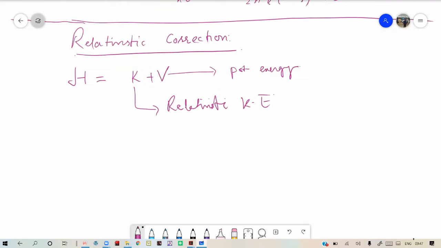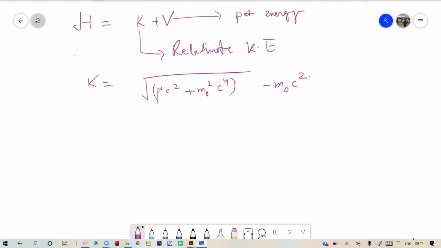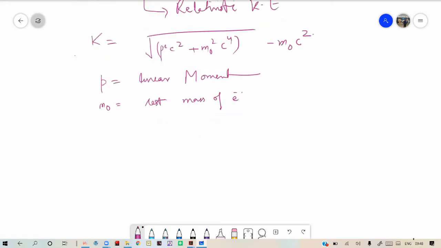Now, K is under root of p square c square plus m0 square c4, minus m0 c square, for a relativistic particle, because the electron is treated as a relativistic particle here. And p is the linear momentum, and m0 is the rest mass of the electron. So we can write H is equal to p square c square plus m0 square c4 raised to power 1 by 2, minus m0 c square plus V. This is the potential energy.